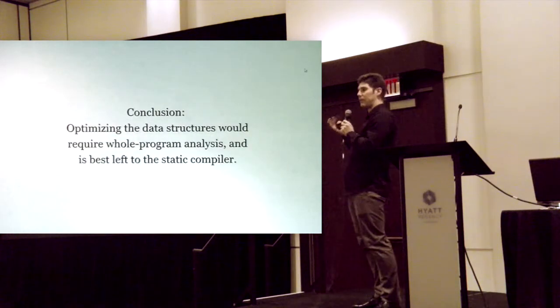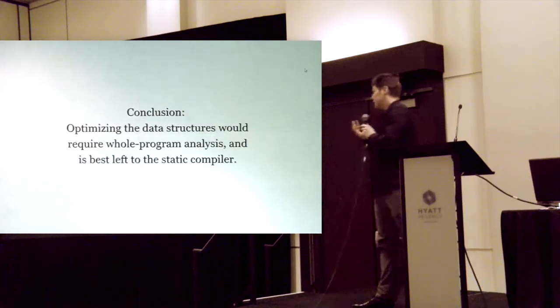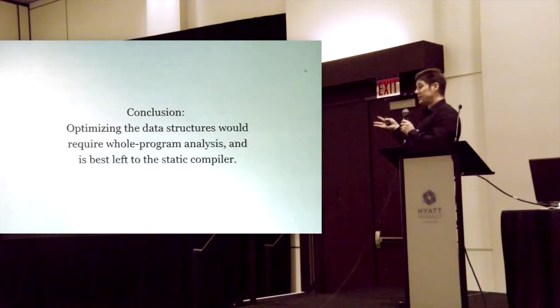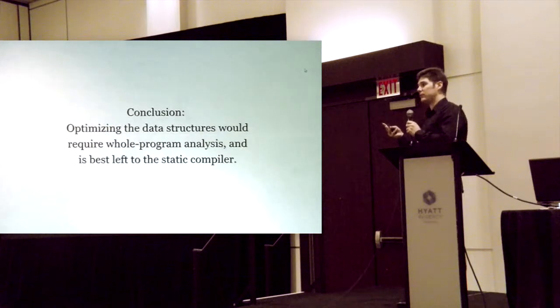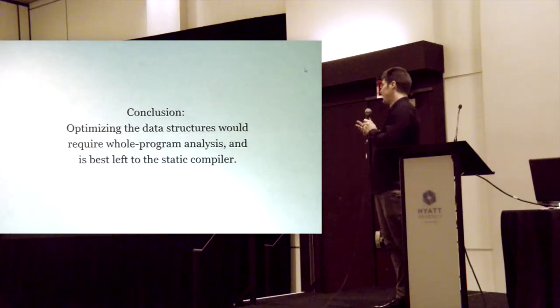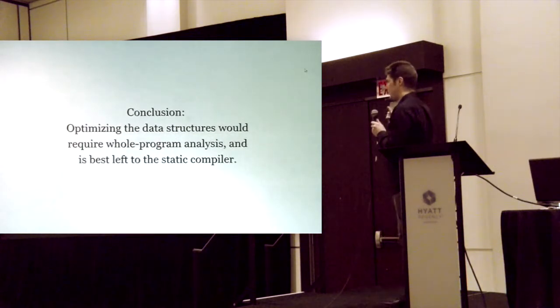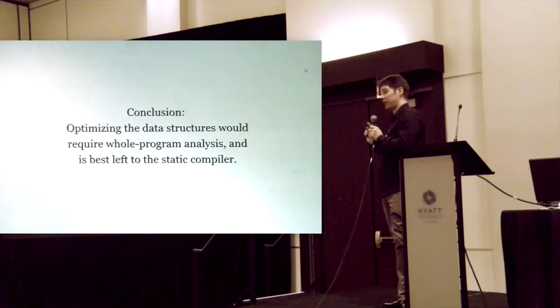And this is kind of a premise in this paper, is to say that optimizing data structures is something that the just-in-time compiler typically doesn't do, because that would require a whole program analysis. And that's not something that a just-in-time compiler has sufficient time, basically, to do. It has a very limited time budget to compile a method.